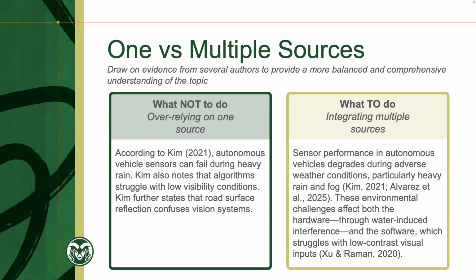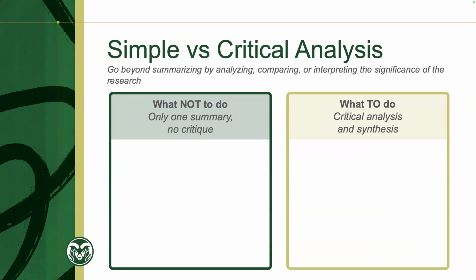So for example, how we could transform the left side could be: sensor performance in autonomous vehicles degrades during adverse weather conditions, particularly heavy rain and fog (Kim, 2021; Alvarez et al., 2025). These environmental challenges affect both the hardware, through water-induced interference, and the software, which struggles with low contrast visual inputs (Zhu and Robin). Right, so again, the idea is providing some context, reframing it, and saying why it matters in the context of whatever your paper might be trying to prove.